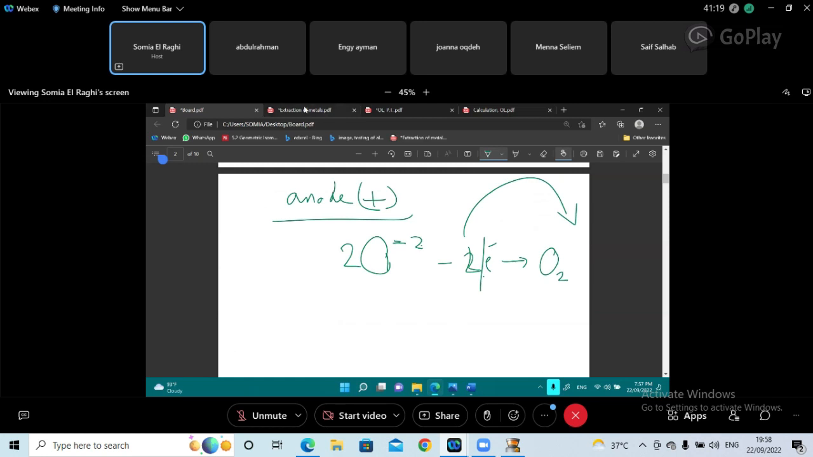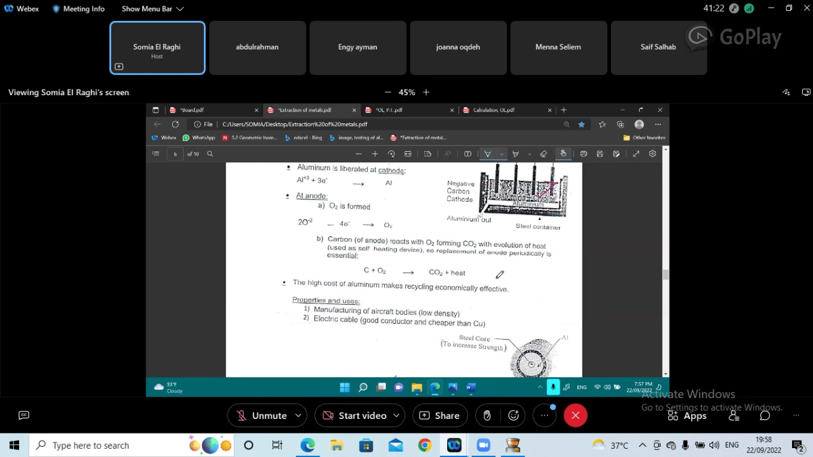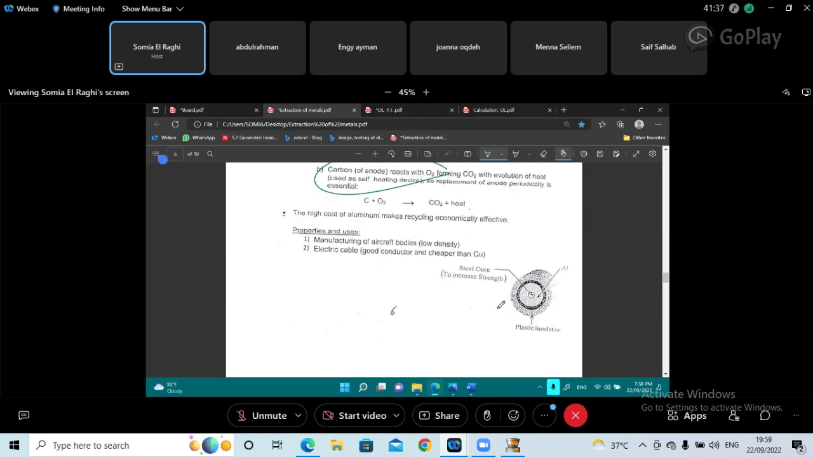Next part, we talked about it, that we get another gas formed, carbon dioxide, because of the formation of oxygen. Where? Around the anode. It is a very frequent question in your exam. All right? Then we talked about the properties and uses.